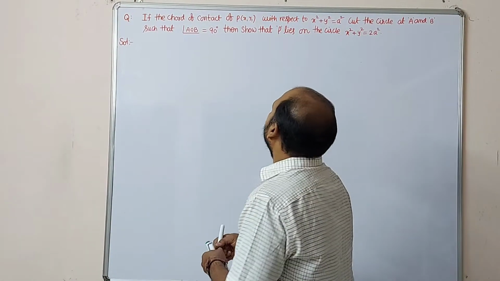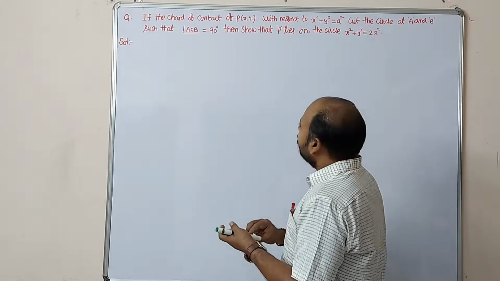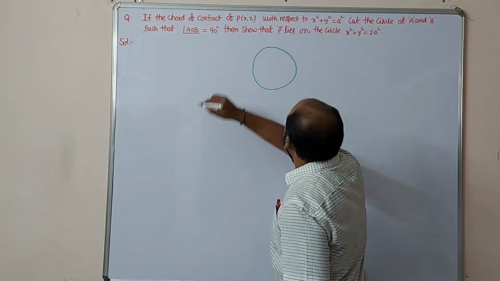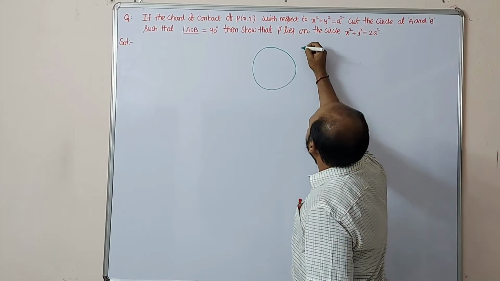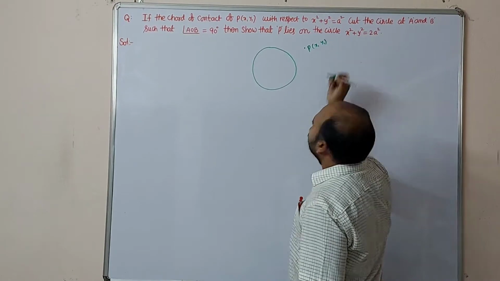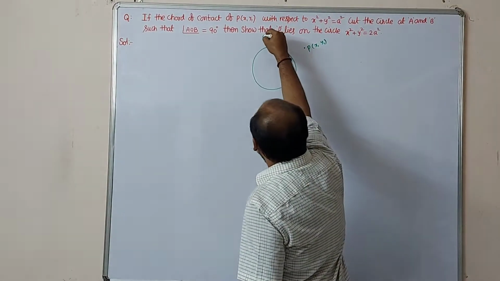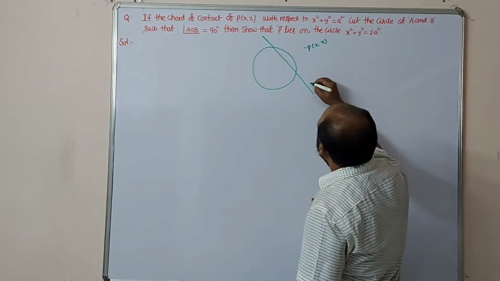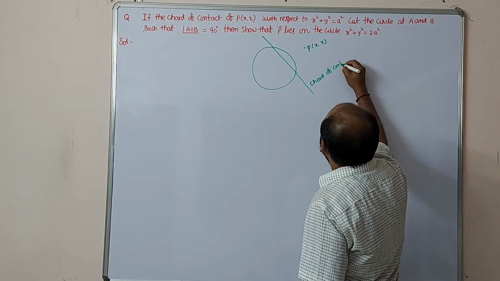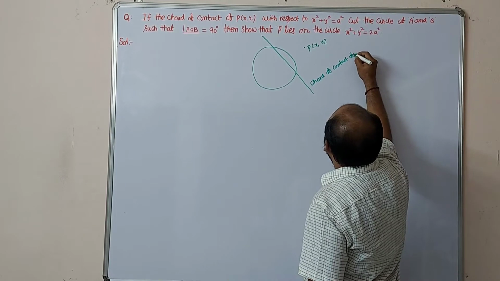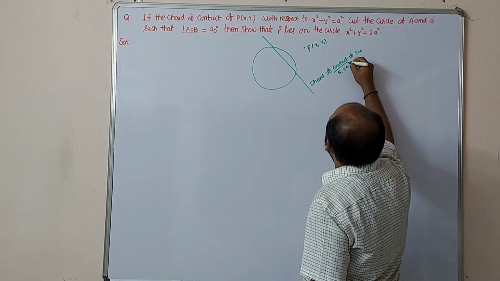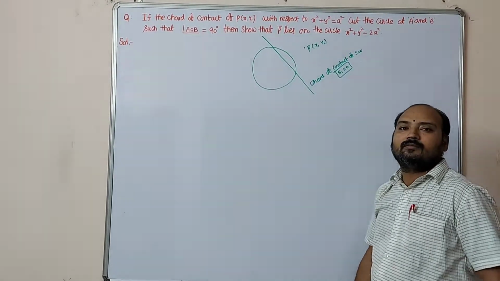See here, the figure will come like this, dear students. This is the circle equation. Here the point is P(x1, y1). The chord of contact is this one. This is the chord of contact of S equal to 0. Chord of contact is also given by the S1 equal to 0 formula.